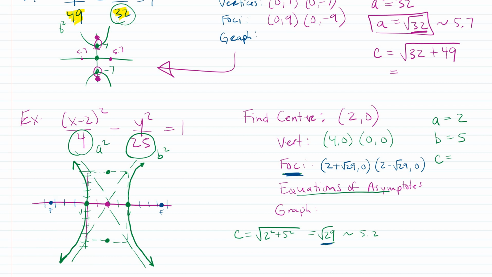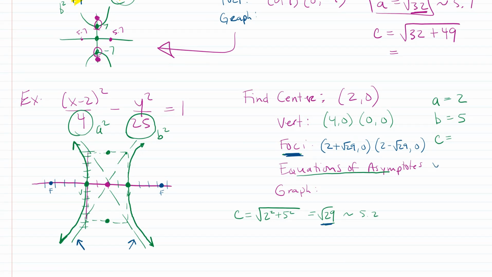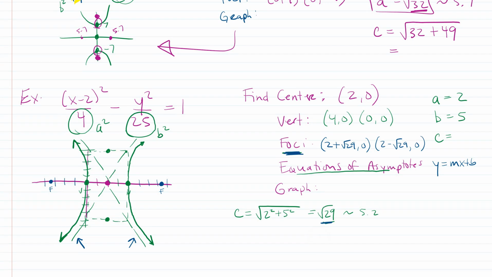So when we're asked to find the equations of the asymptotes, we now need to find the equations of this imaginary line and this imaginary line. And that's going to be in the form y equals mx plus b. But we have to do some more work to figure that out. So to find the equation of the asymptote, we need a slope and we need a y-intercept.